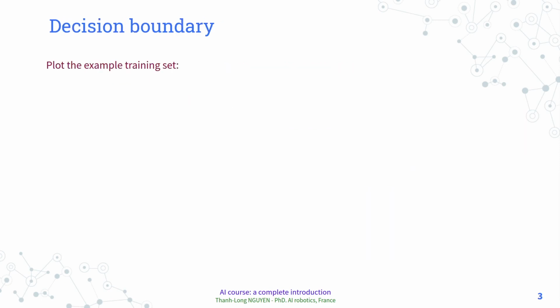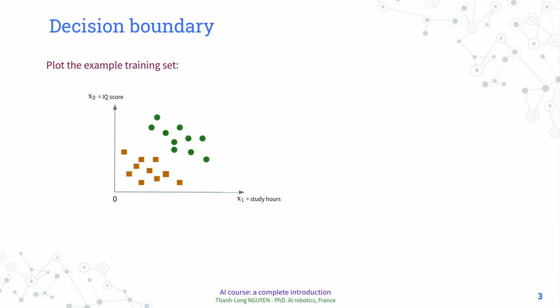Now let's draw the data in the training set. Because there are 2 input variables, we have 2 axes. The horizontal axis represents the number of study hours, and the vertical axis represents the IQ score of students. Just for the purpose of illustration, we suppose that the data in the training set are distributed like this. More precisely, the green points represent the data points classified as passed, and the brown points represent the data points classified as failed. For example, this data point shows someone who is not so very intelligent but they passed the exam because they have spent a lot of time studying.